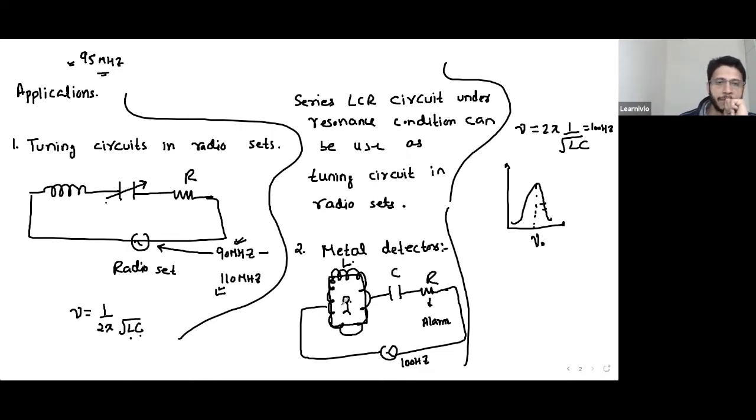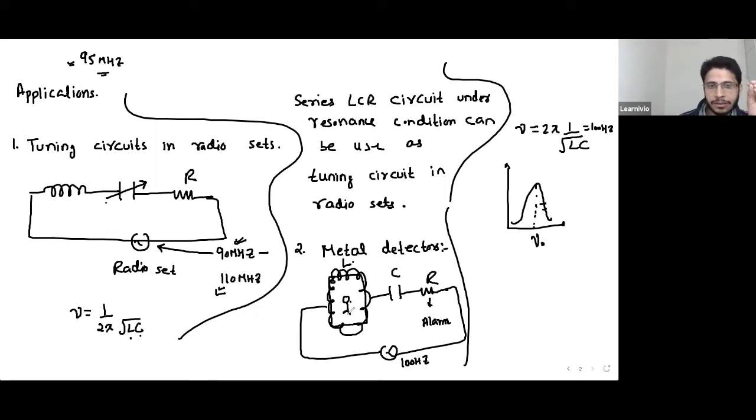I'm repeating it again. A metal detector is an LCR circuit. The wooden chamber in which we enter is basically an inductor, a hidden inductor. This circuit is in resonance. Resonance frequency is 1 by 2 pi root over LC. When the circuit is in resonance, your current is maximum. This is an alarm. This alarm is adjusted in a way that if the circuit is in resonance, current is maximum, and it will remain off.